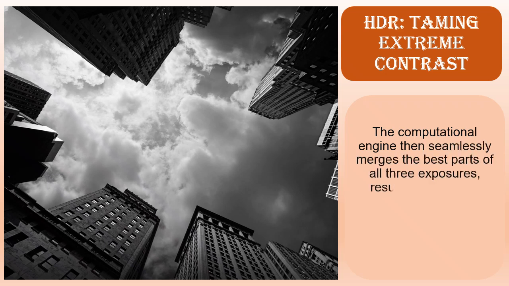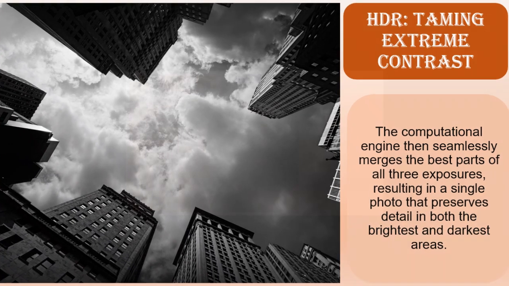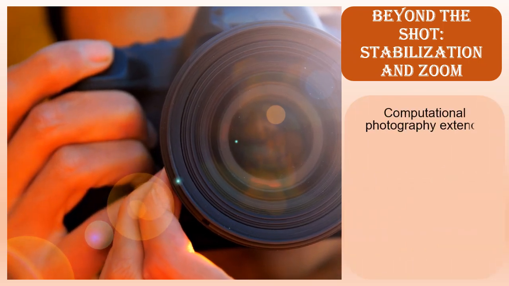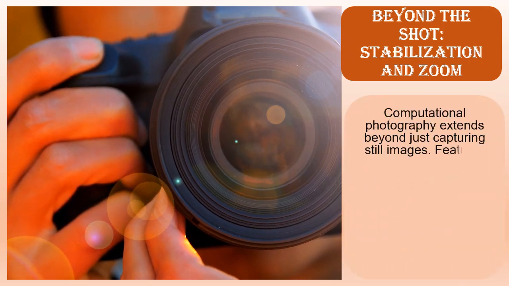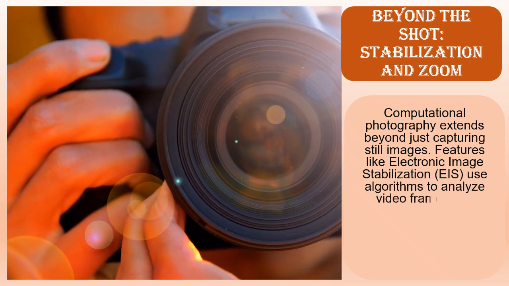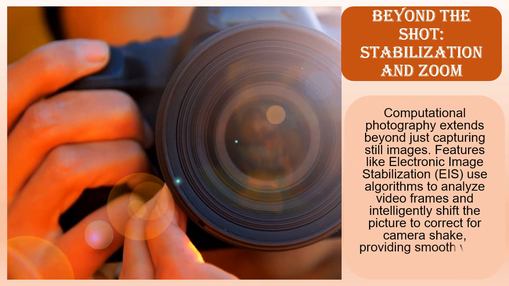Beyond the shot, stabilization and zoom. Computational photography extends beyond just capturing still images. Features like electronic image stabilization, EIS, use algorithms to analyze video frames and intelligently shift the picture to correct for camera shake, providing smooth video footage.